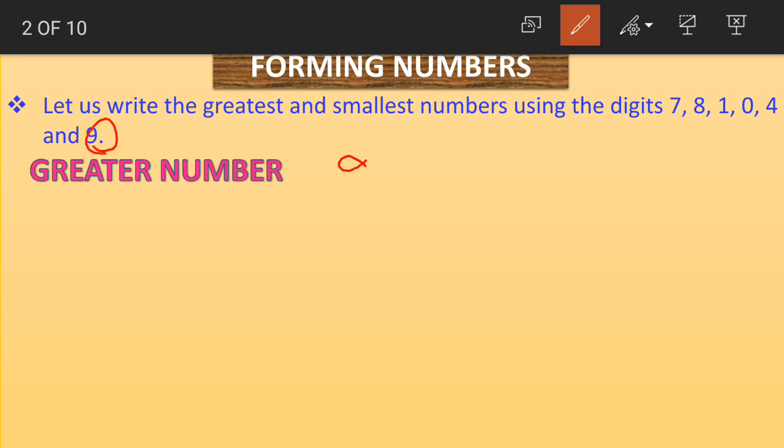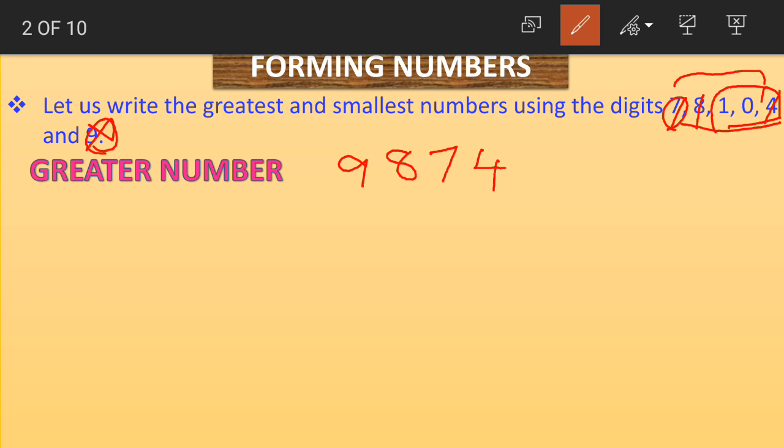So first we write 9. Then in the remaining digits, what is the greatest number? The greatest number is 8. So we write 8. Again we've written 8, so I'll cut it out. In the remaining digits, what is the next greatest number? The next greatest number is 7. So I'll write 7. Moving on, in the remaining three digits 1, 0 and 4, which is the greatest number? 4. So I'll write 4.